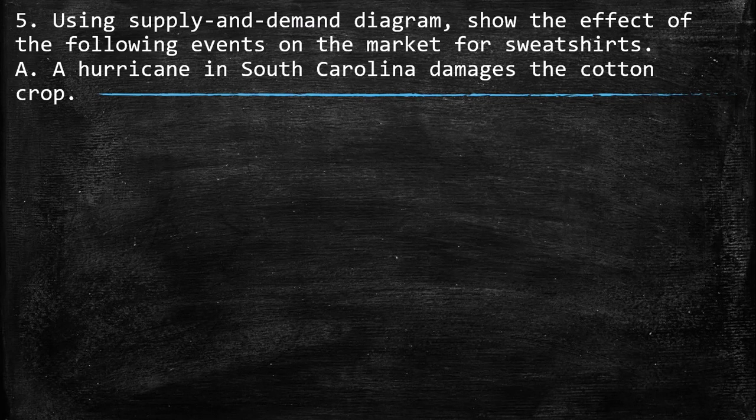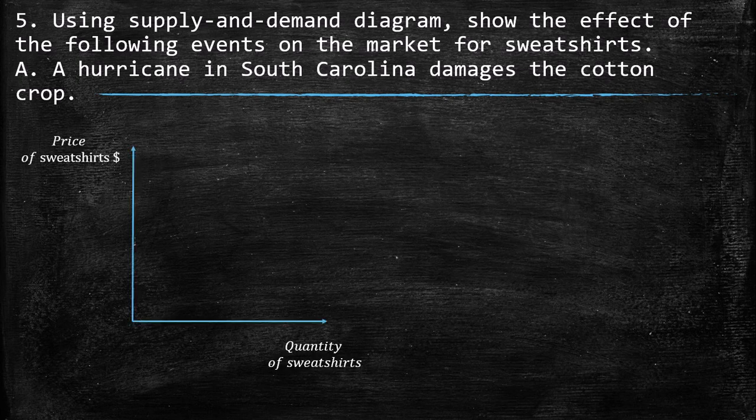The fifth point: using supply and demand diagrams, show the effect of the following events on the market for sweatshirts. A, a hurricane in South Carolina damages the cotton crop. So here we have the quantity of sweatshirts and the price. So here is the initial case.